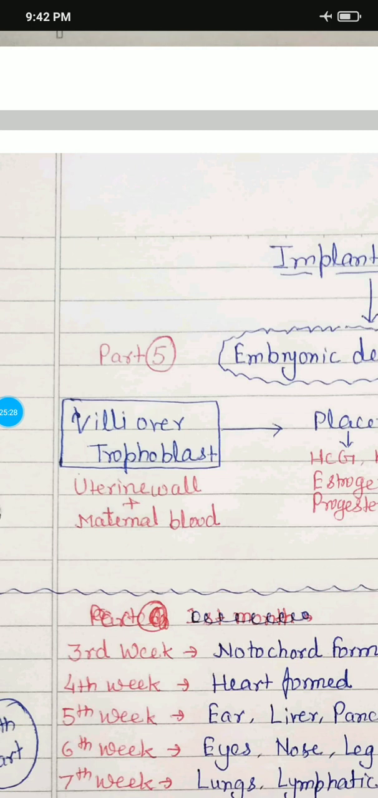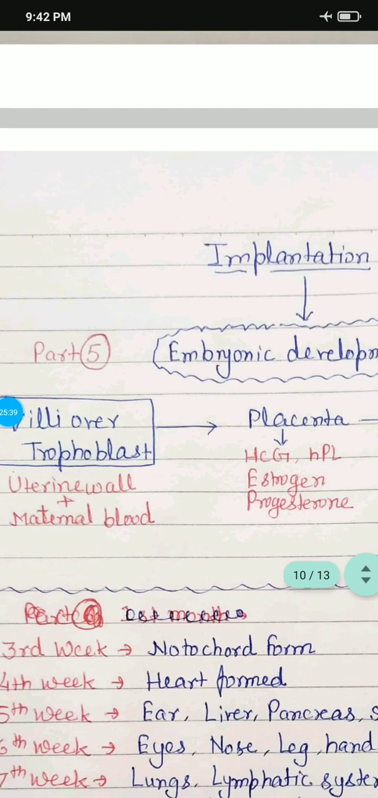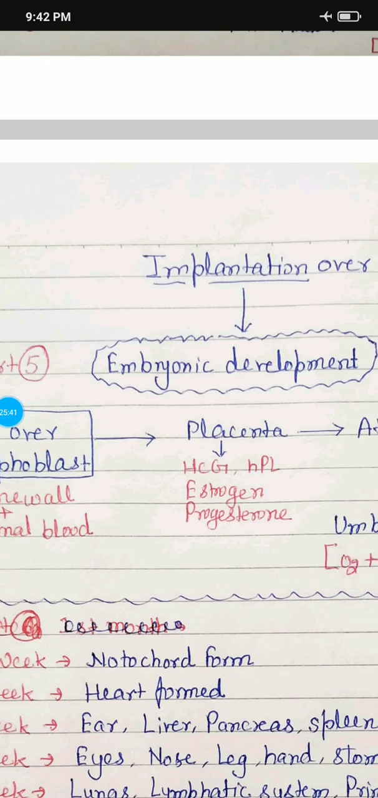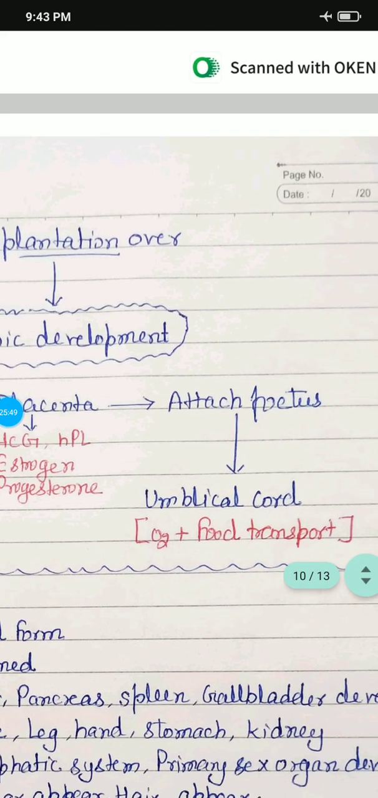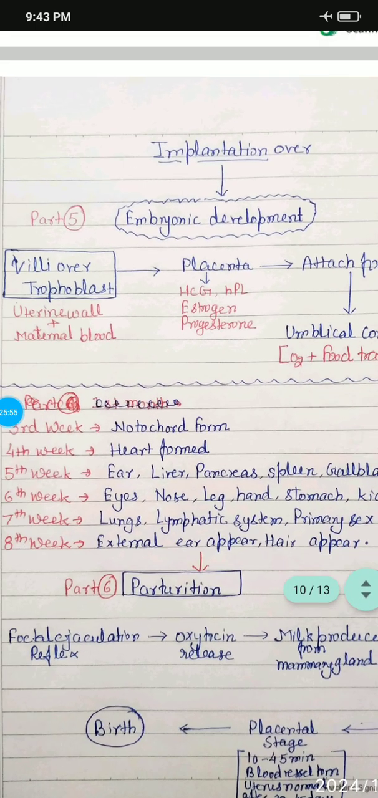Because the villi are present in the outside layer of the trophoblast, meaning uterine wall plus maternal blood is also present in that one, it makes the placenta, because the placenta releases four hormones: HCG, HPL, estrogen and progesterone. Now it attaches the fetus, and there the umbilical cord is formed, which transports oxygen and food.